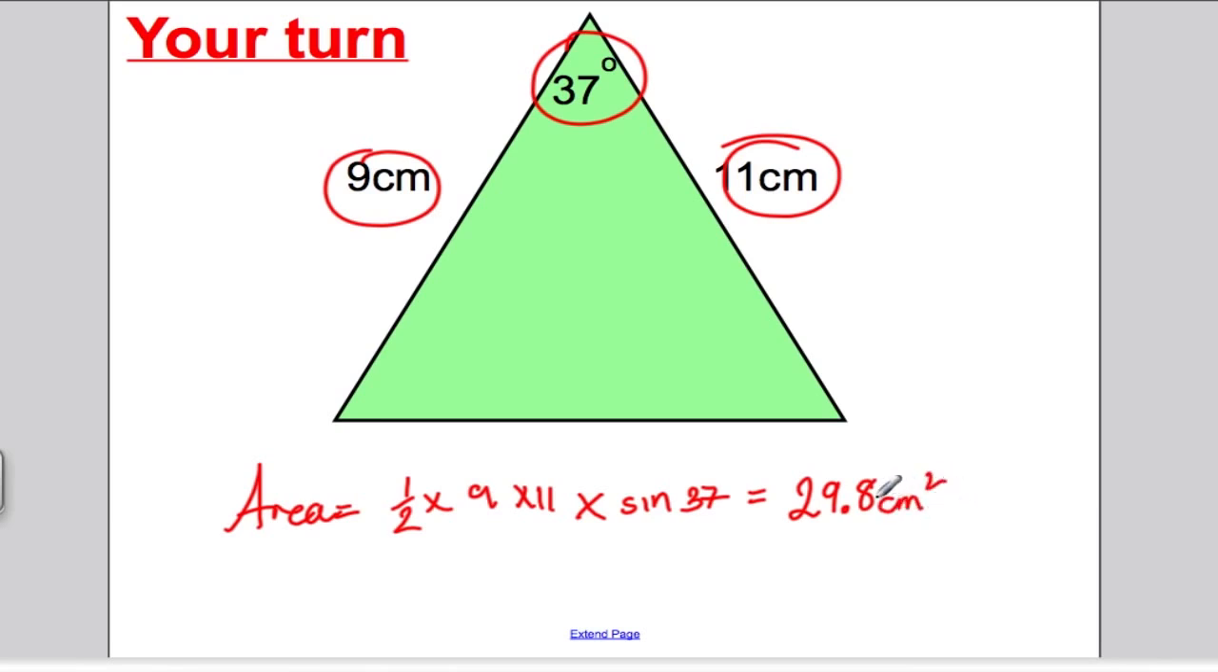So recap, if you know the perpendicular height of a triangle, the area is base times height divided by 2. If you don't know the perpendicular height, go to the front of your formula booklet. You're given this formula, half AB sine C. You do a half times the two sides they give you times sine of the angle in between, and don't forget your units.